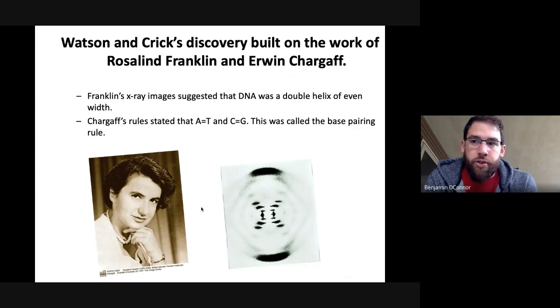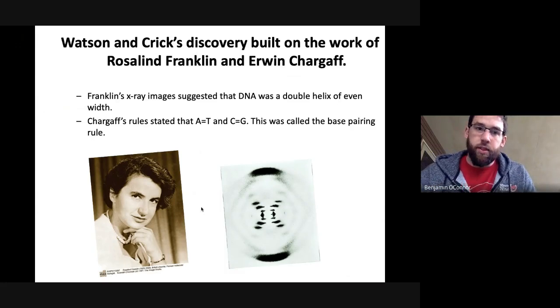Franklin actually worked in the office of Watson and Crick, but unfortunately, women were not respected in the science field at that point in history. All of her work was essentially copied, and they got credit for it. It kind of stinks. And again, Chargaff's rule is that adenines will always pair with thymines, and cytosines will always pair with guanines. This is called the base pairing rule.